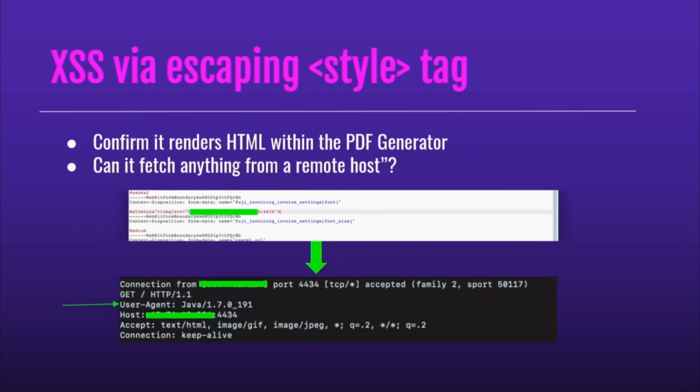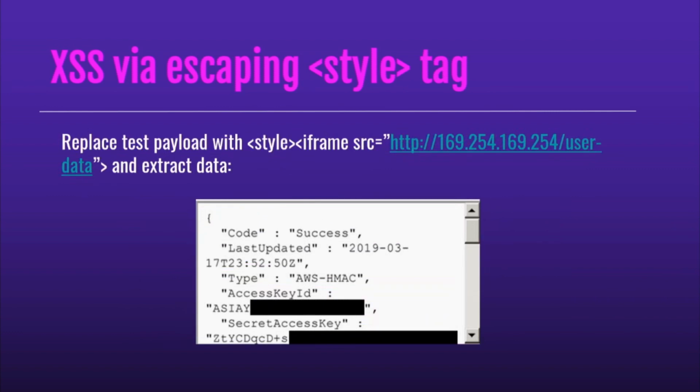You go back and change the payload to an external host. I'm pointing this to my server, and it comes back with a user agent Java. So we know we're going against a Java application in the back end. We start thinking of how to exploit it, but it doesn't have to be that hard. You can just give it an iframe after you close the style tag. This is supposed to be a closing style tag, then an iframe, and you hit the metadata and you get the keys. So it doesn't have to always be XSS.